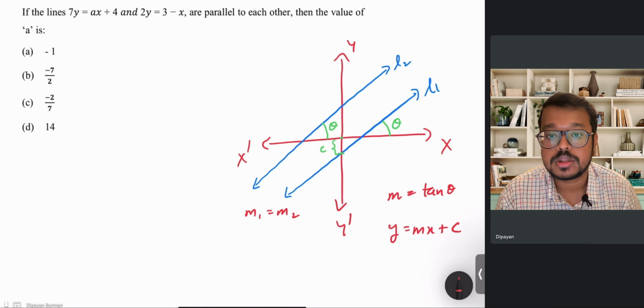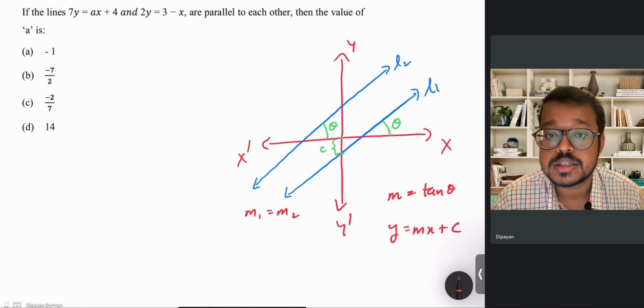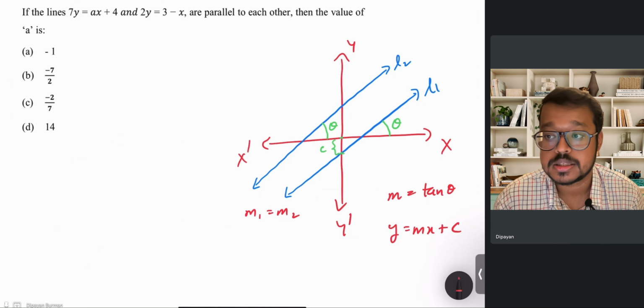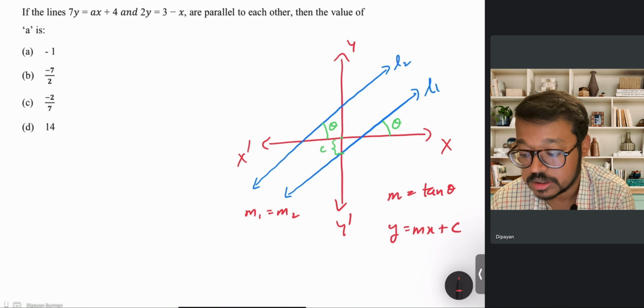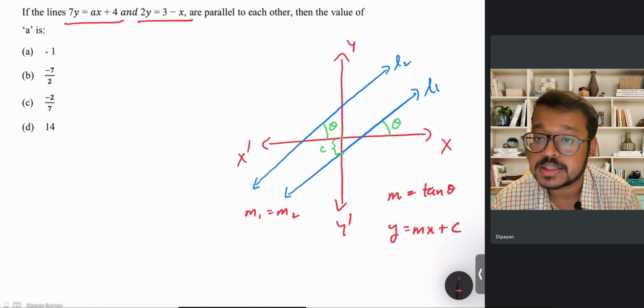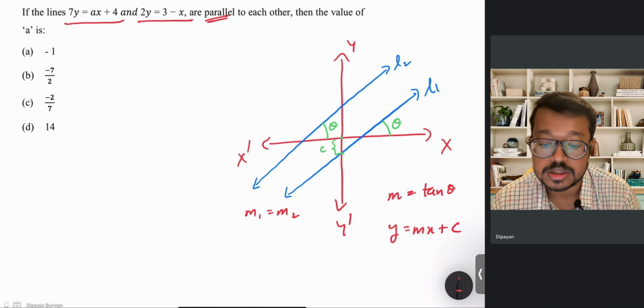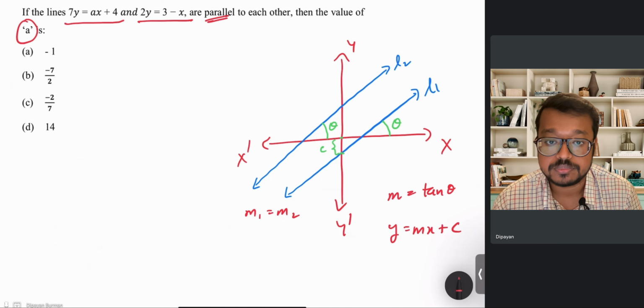Let's continue with questions from the section midpoint formula and equation of a line. Now, first let's discuss parallel lines. In this question, it's given that two lines with the equations 7y equal to ax plus 4 and 2y equal to 3 minus x are parallel to each other. Then the value of a will be which of the following.